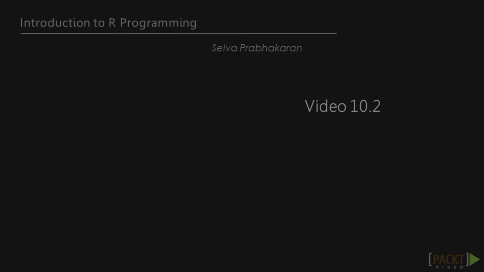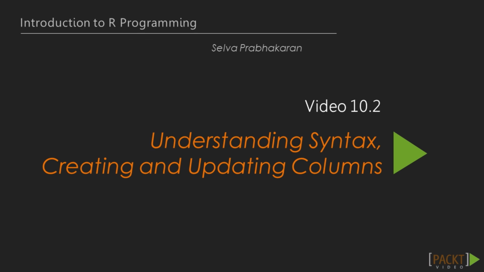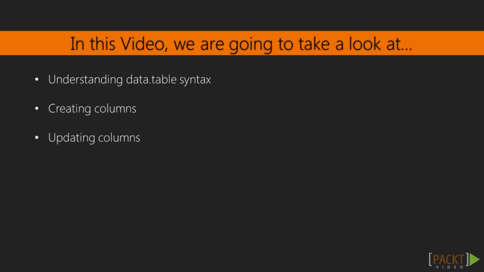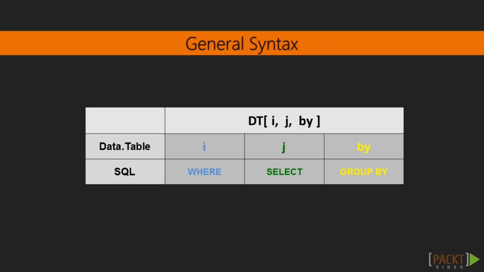This is in continuation from the previous video, where we continue learning the functionalities of data tables. In this video, we will understand the data table syntax and then learn the data table way of creating and updating columns. The general syntax of a data table consists of what are called the i, the j, and the by. The equivalent syntax for them in SQL is where, select, and group by, respectively.